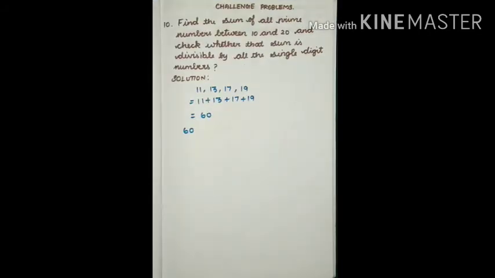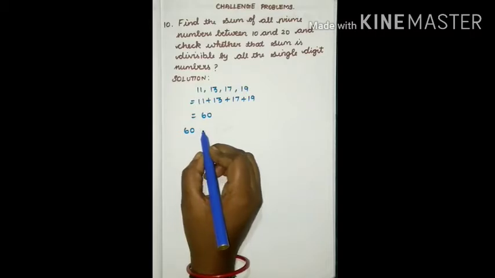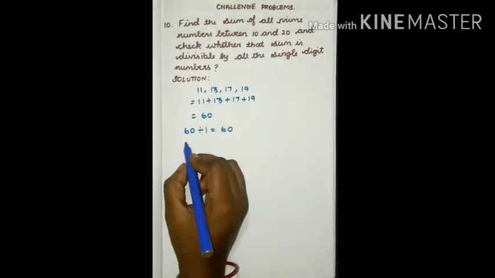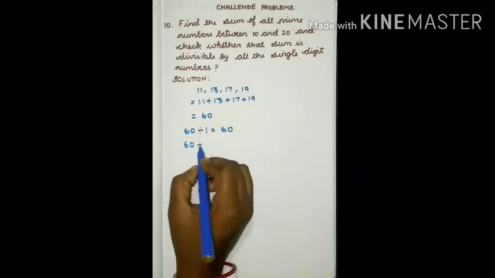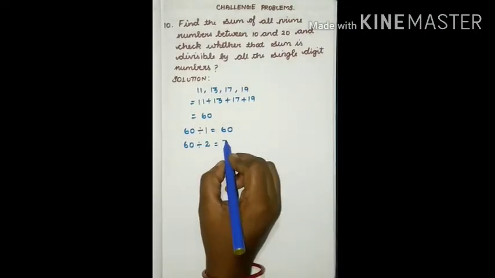First let's start with 1. 60 is divisible by 1 or not? There is no more doubt. 60 is divisible by 1. 60 divided by 1 is 60. Then let's check 60 is divisible by 2 or not. 60 divided by 2 is 30.